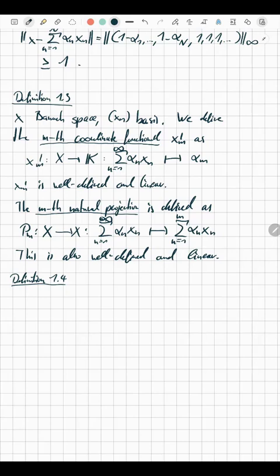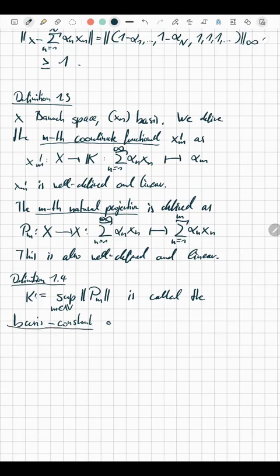So we let P_n be the nth natural projections. We define this following number, the supremum of the norms of these projections, and we call this the basis constant of x_n.